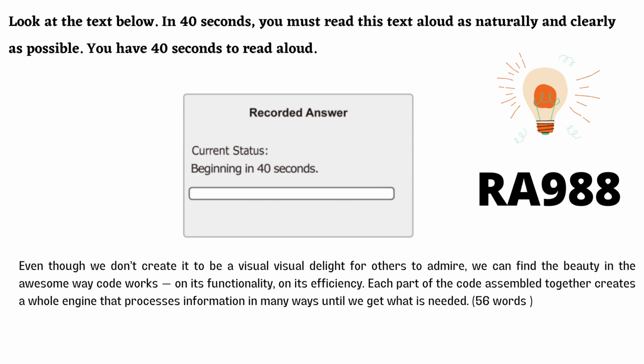Even though we don't create it to be a visual delight for others to admire, we can find the beauty in the awesome way code works, in its functionality, in its efficiency. Each part of the code assembled together creates a whole engine that processes information in many ways until we get what is needed.